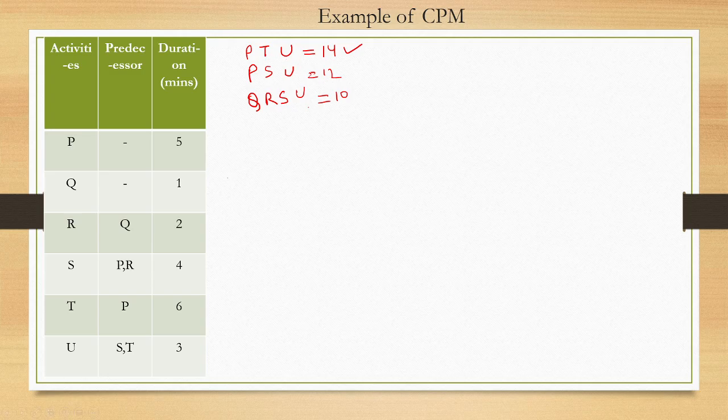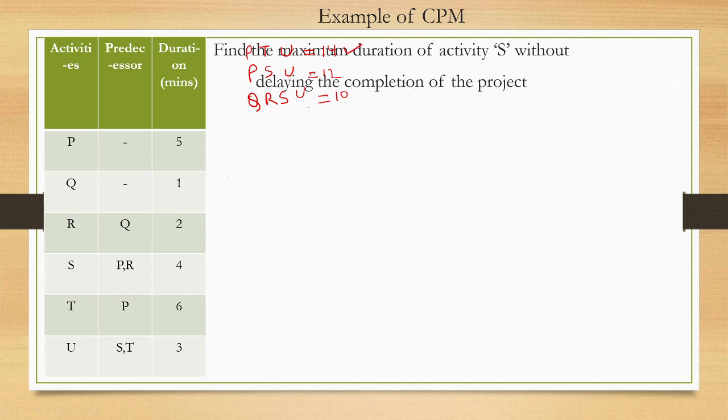Now let's try with the network diagram. Also here you need to find the maximum duration of activity S without delaying the completion of the project. So what does it mean? What do you need to find out? You need to find out the total float.